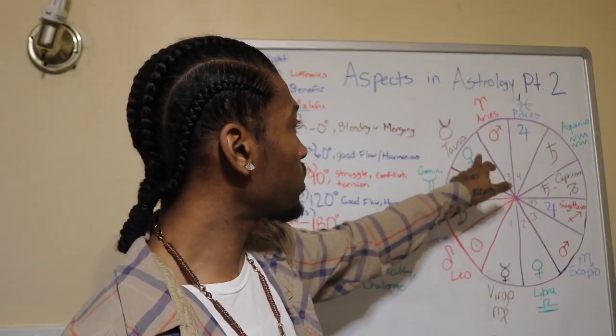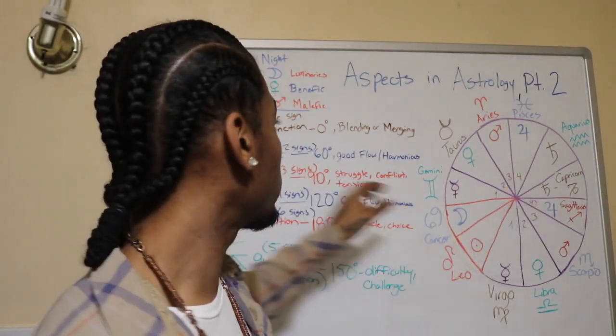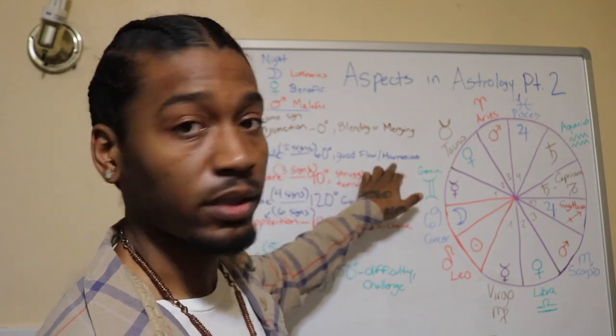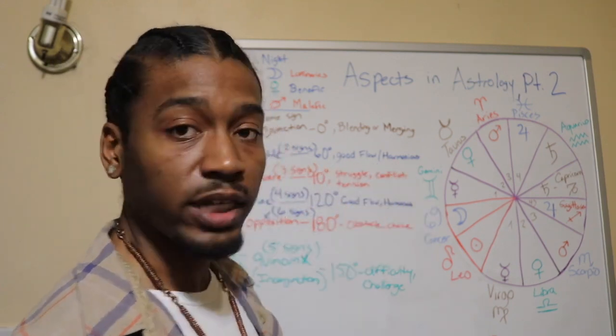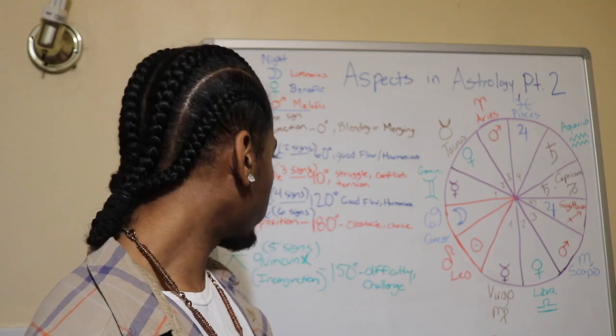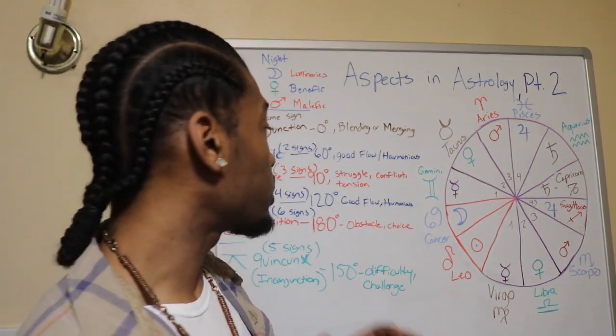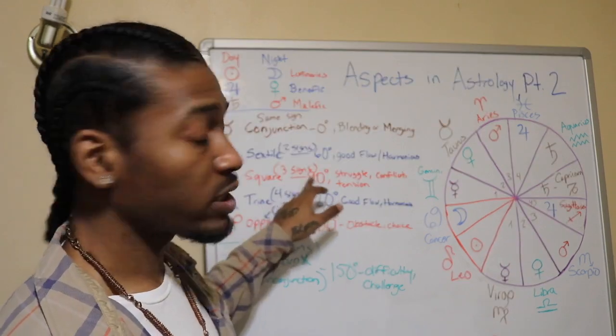So 1, 2, it's a Venusian type of element to the sextile because it's 2 signs away, a good flow, harmonious, you know what I mean? In terms of the energy. Now, let's go to aspects that would be known as a square, or squares, which are 3 signs away.